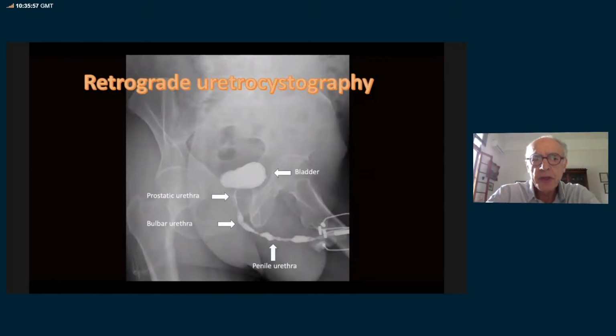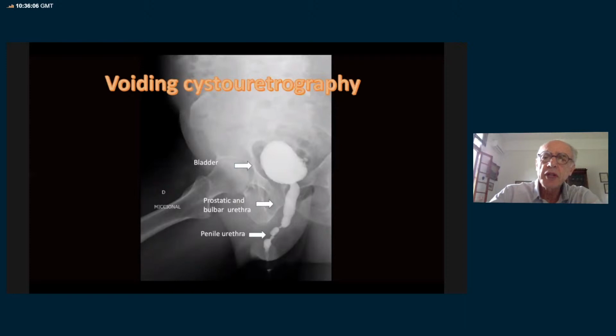In this image, we observe a retrograde urethrogram with a long stricture of the penile urethra. In the same patient, during voiding cystourethrography, we observe dilatation of the posterior urethra up to the stricture in the bulbar and penile urethra.